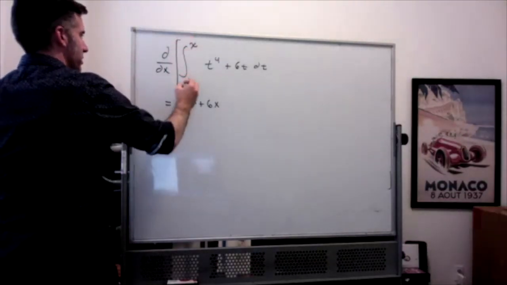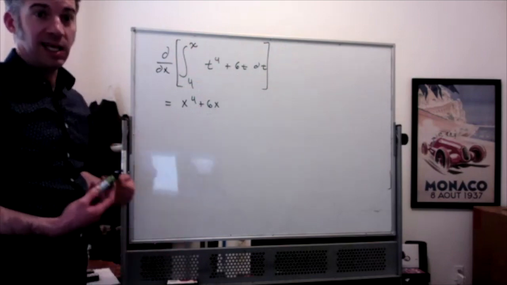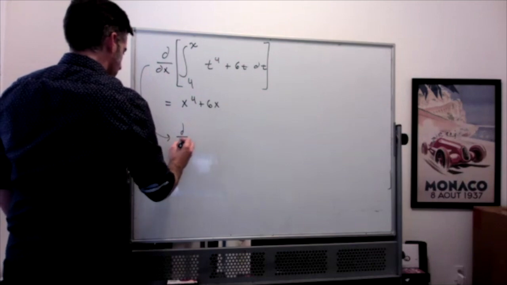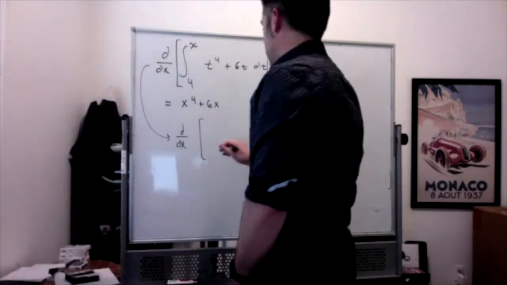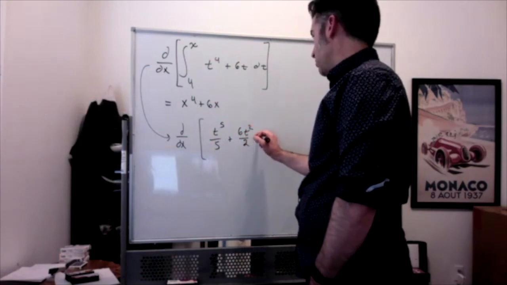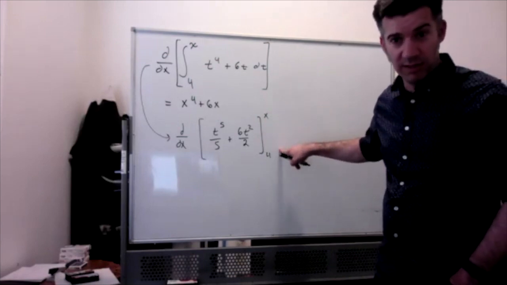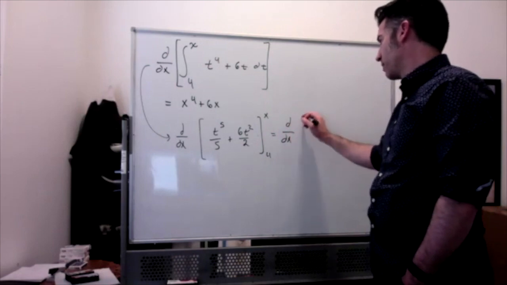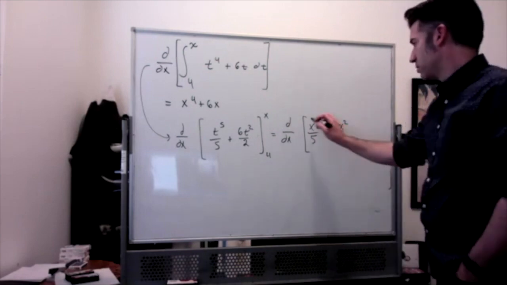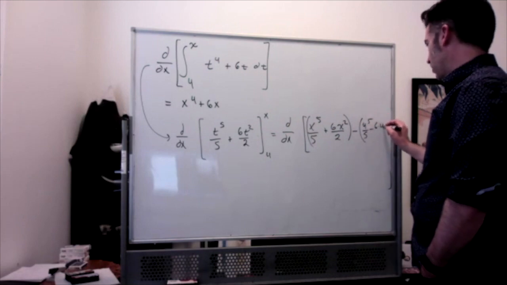So we could evaluate this using the evaluation theorem, which is that you can take the antiderivative and plug in your endpoints. So this would be equal to the derivative of, let's see, the antiderivative of this, which is t to the 5th over 5 plus 6t squared over 2, evaluated from 4 to x. You always plug in the top limit first, subtract, plug in the bottom limit second. So that's the derivative of x to the 5th over 5 plus 6 times x squared over 2, minus 4 to the 5th over 5, minus 6 times 4 squared over 2.